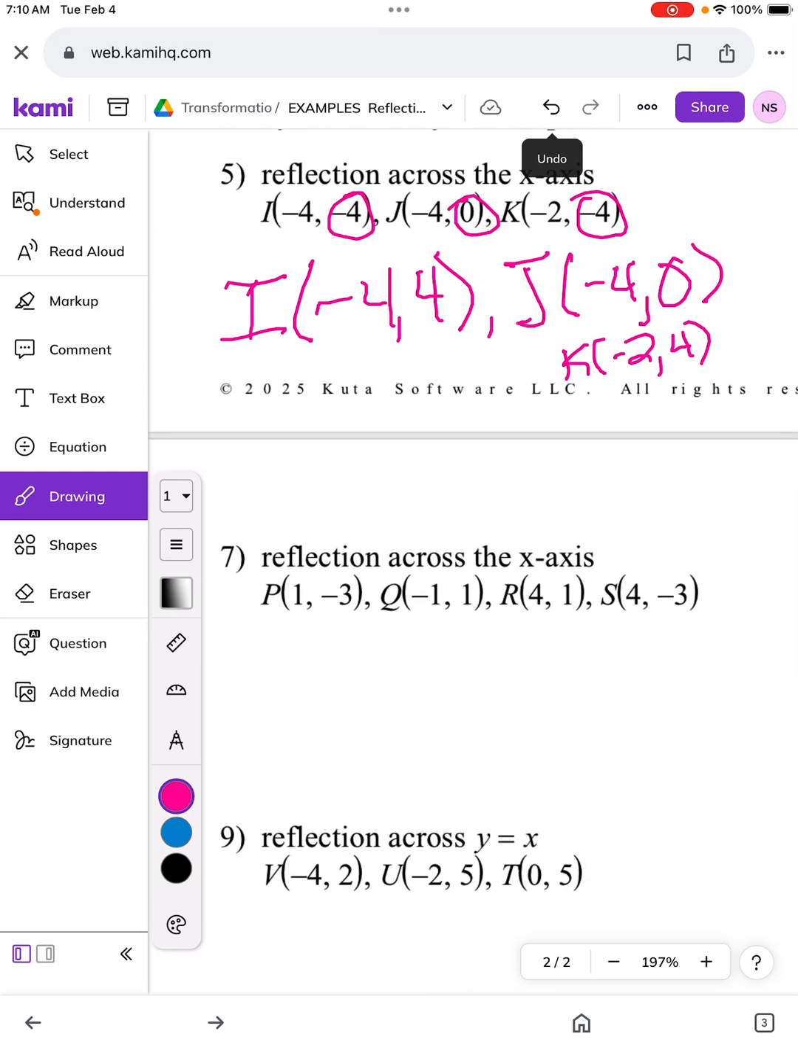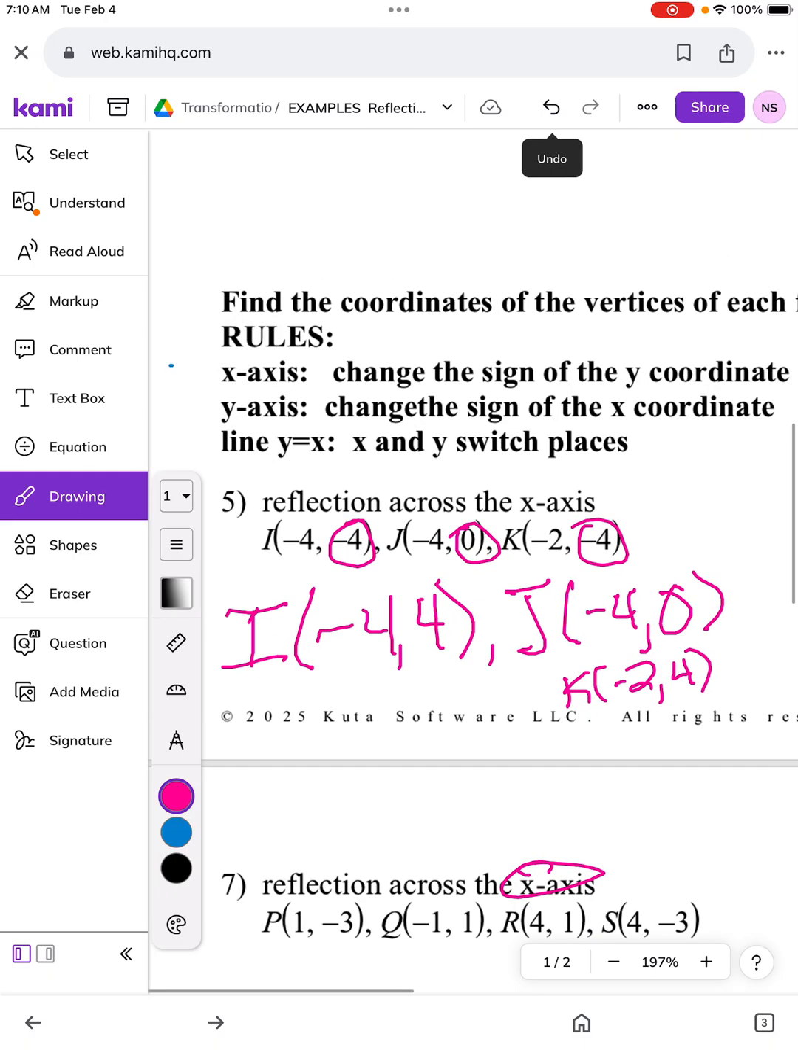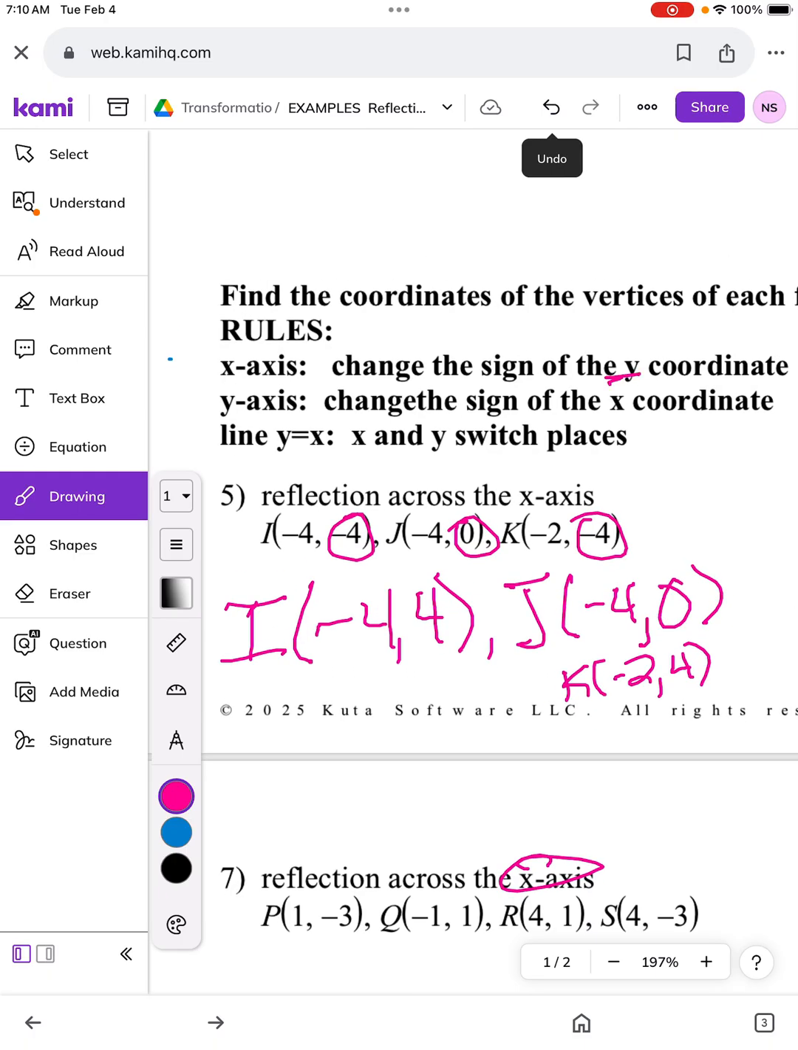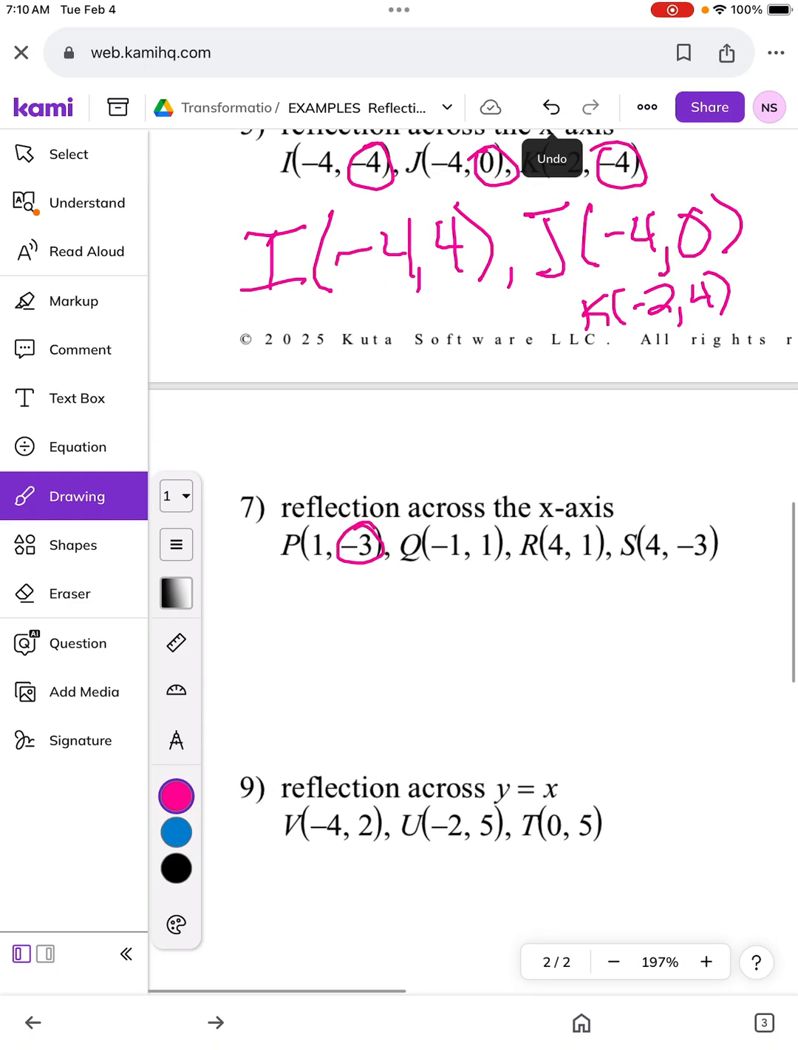All right, let's do another one across the x-axis. If you remember, x-axis is going to change the y, so we'll circle our y-coordinate so we remember what's going to change. This changes, this changes, this changes, and this changes.